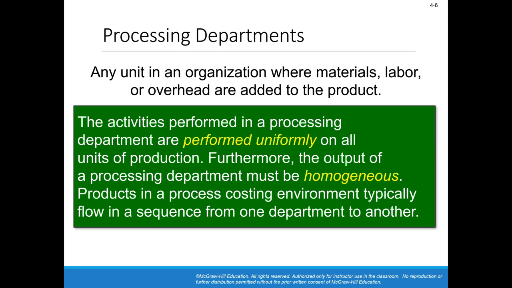And products in a process costing environment typically flow in a sequence from one department to another. So we're taking raw materials, we're bringing them into, let's say, your first department. You're going to do something with it, and then it's going to pass it on to the next department. You may also have some raw materials from that next department pulled, as well as whatever's coming out of the department that produced something on that unit first. So it could be in stages.